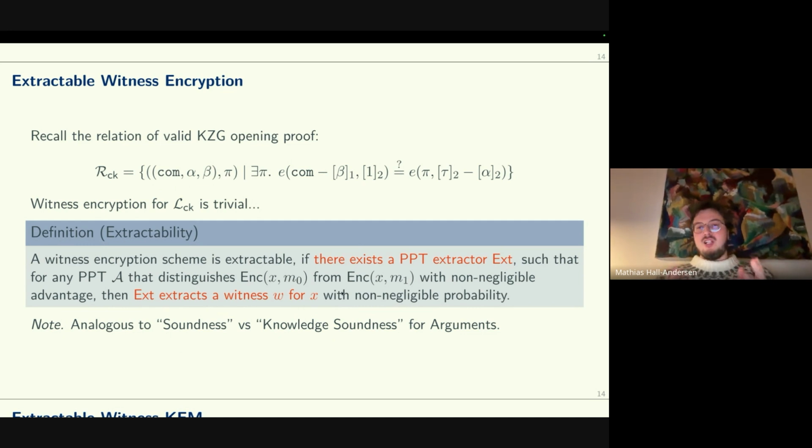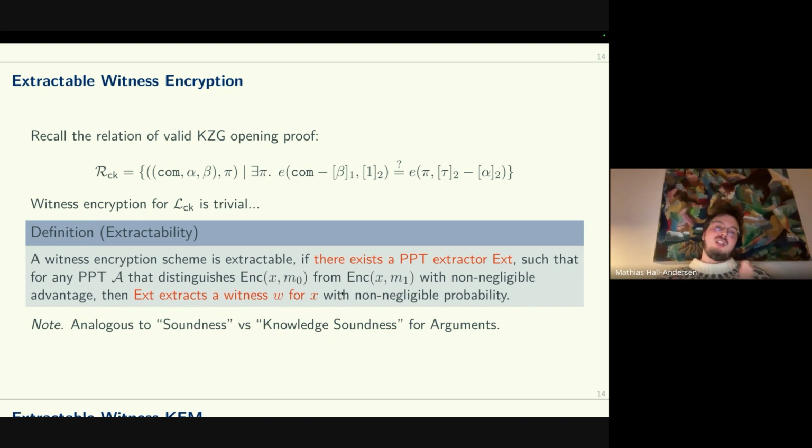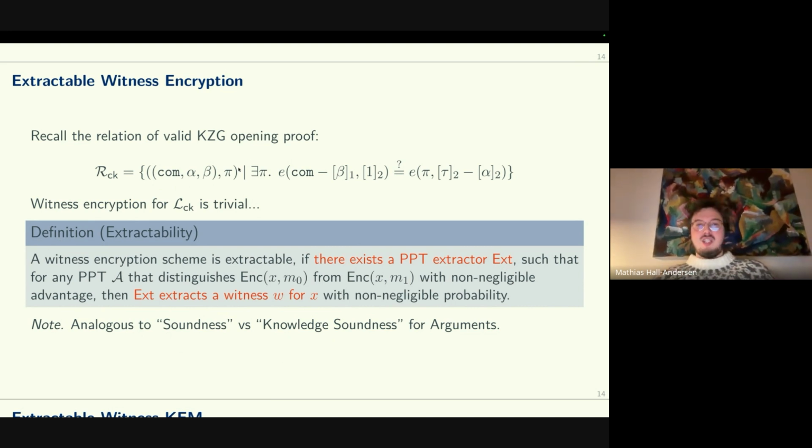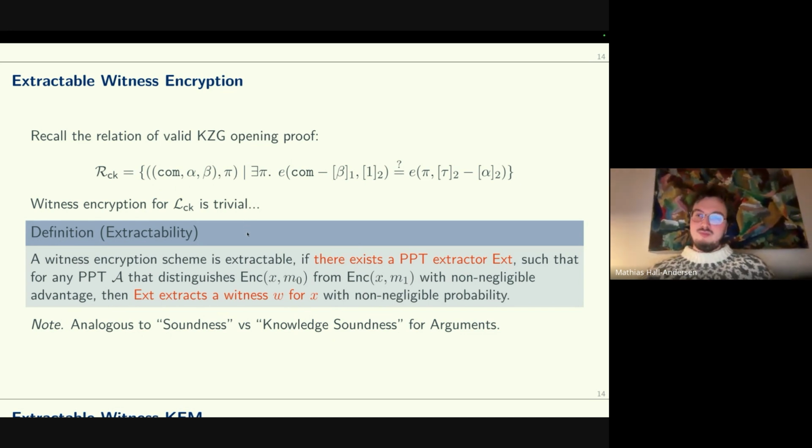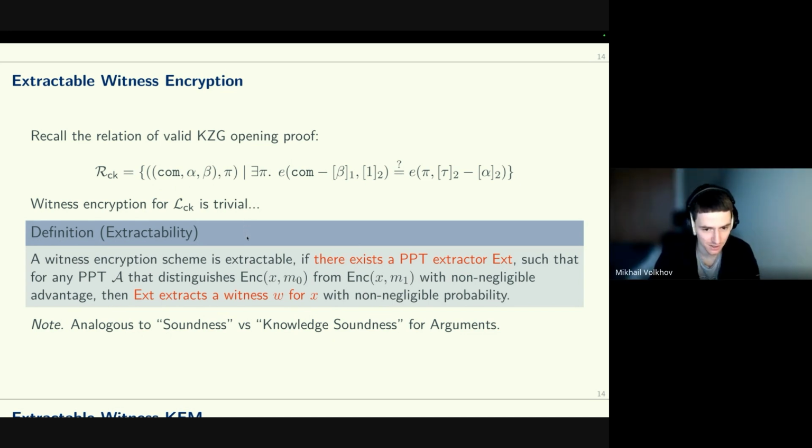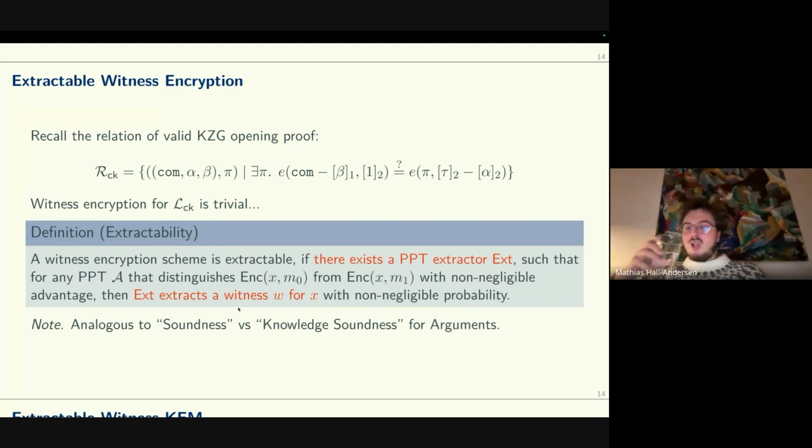Is this definition sort of clear? So basically it's saying that if you can win the INT-CPA game with some non-negligible advantage, then from you winning the INT-CPA game, I can recover, in this case, a KZG proof. I will again ask, what is X? What are the conditions on X here? Is X a valid instance here or not?